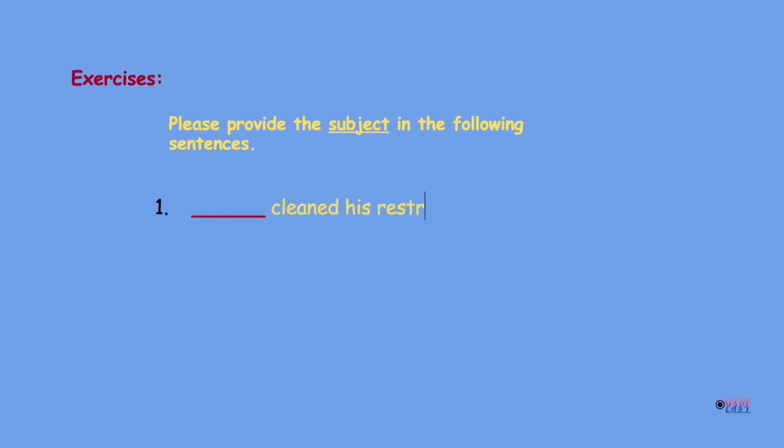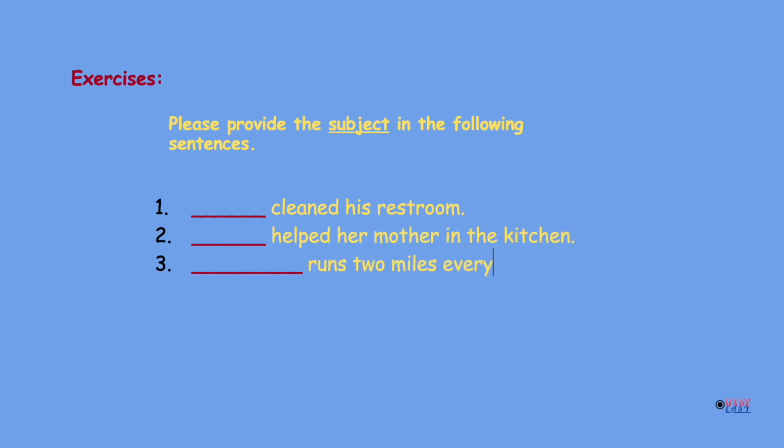Now, at this juncture, let's do some exercises to hammer down the lesson here. Please provide the subject in the following sentences. Number 1, blank cleaned his restroom. Number 2, blank helped her mother in the kitchen. And number 3, blank runs 2 miles every day. Simple, isn't it?